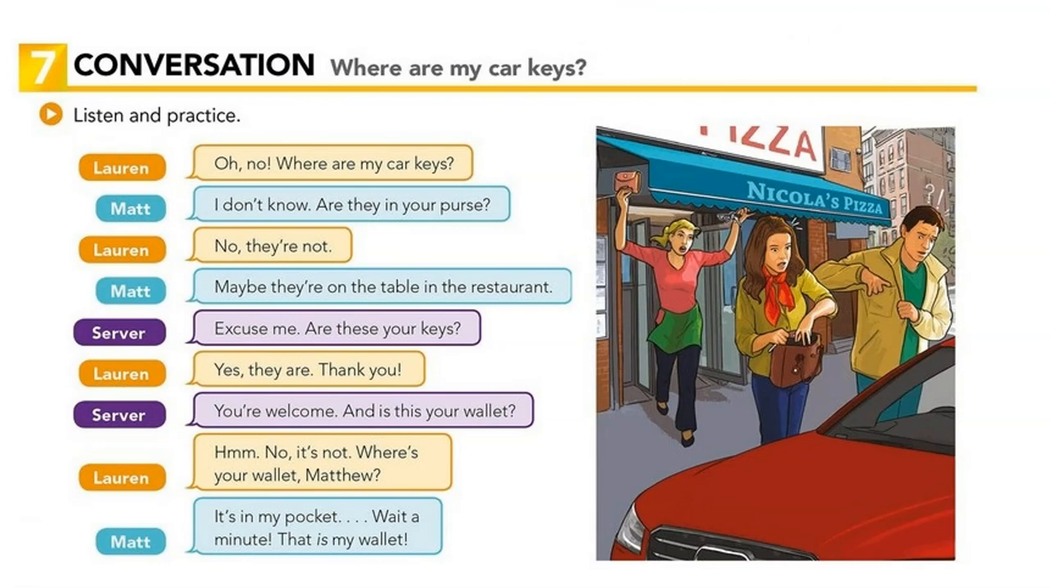Oh no. Where are my car keys? I don't know. Are they in your purse? No, they're not. Maybe they're on the table in the restaurant. Excuse me, are these your keys? Yes, they are. Thank you. You're welcome. And is this your wallet? No, it's not. Where's your wallet, Matthew? It's in my pocket. Wait a minute. That is my wallet.